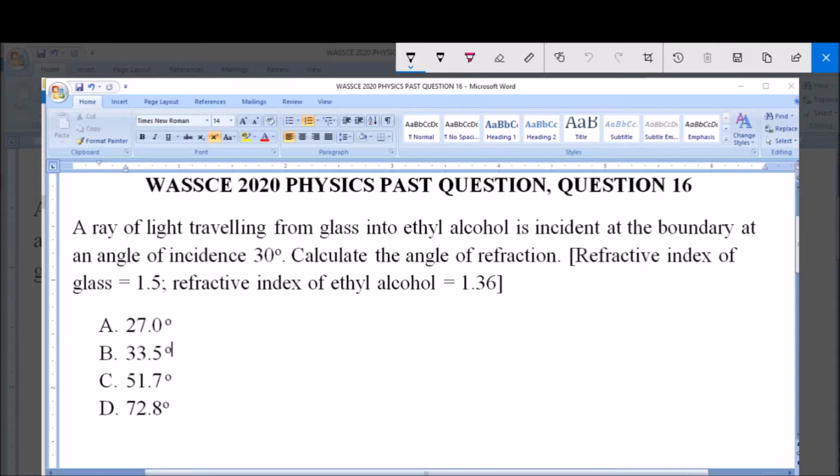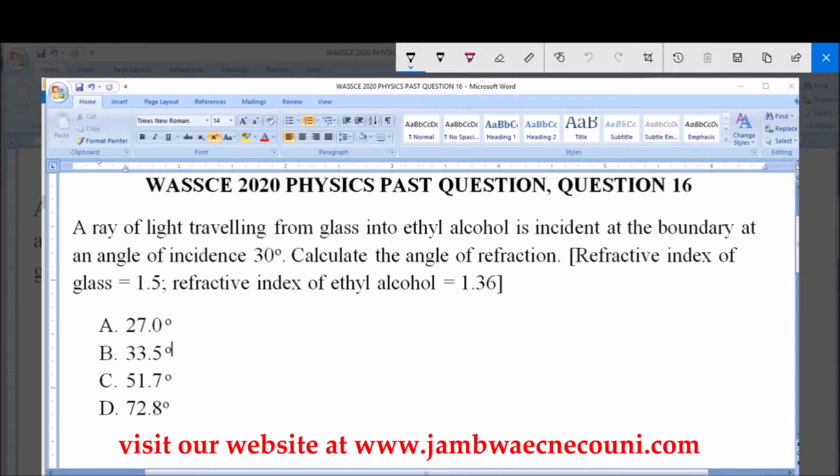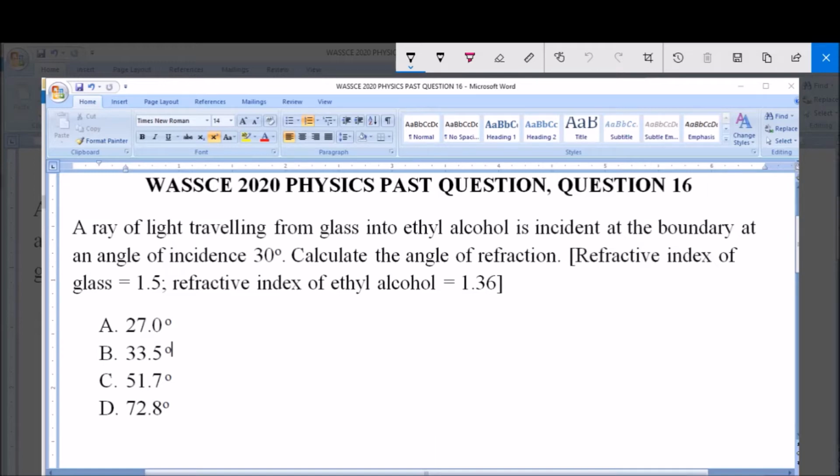Now we are asked to find what? To calculate the angle of refraction. For us to calculate the angle of refraction, we must know the refractive index of this boundary where the light ray actually crosses. Remember, the refractive index for glass, that is of the light moving from air to glass, is 1.5, and the refractive index of light moving from air to ethyl alcohol is 1.36.